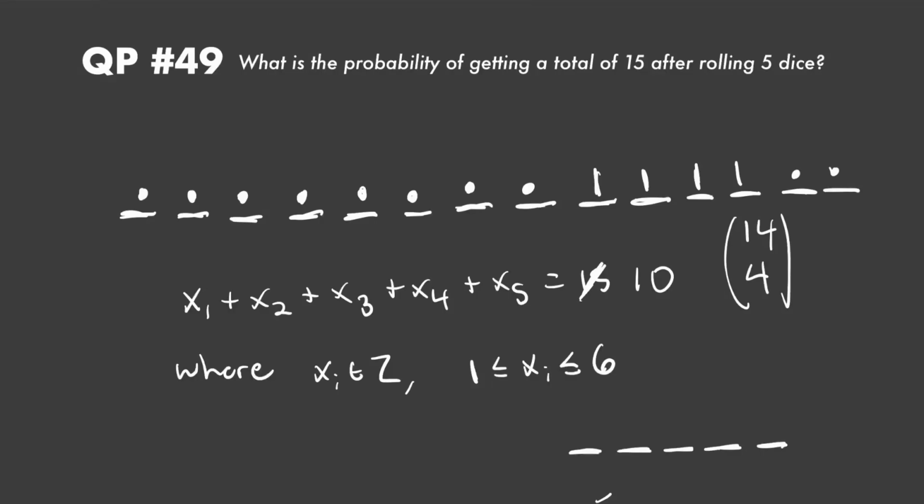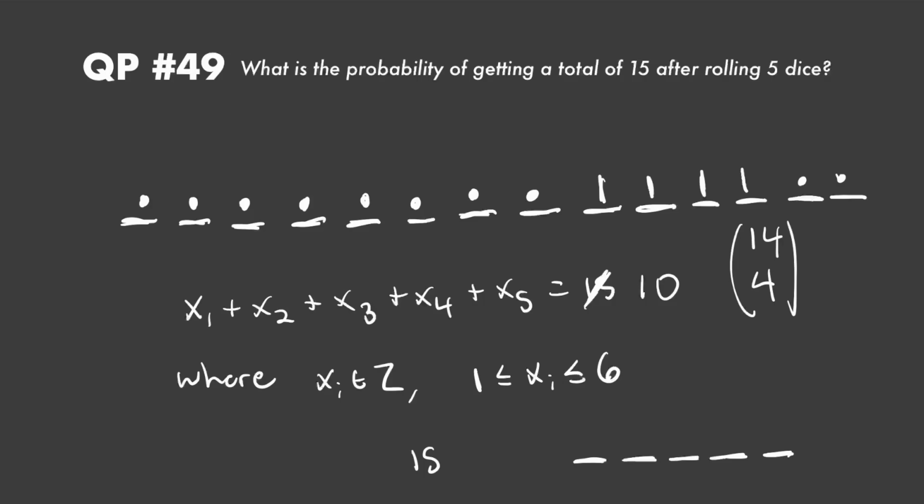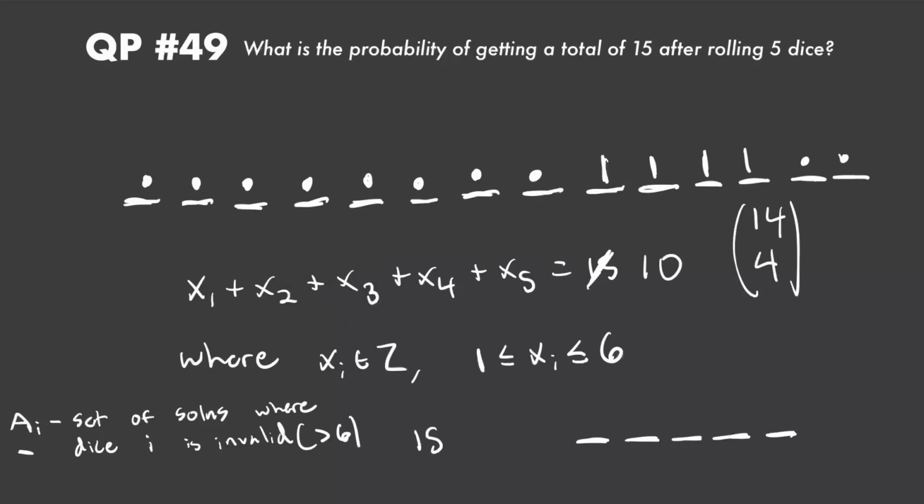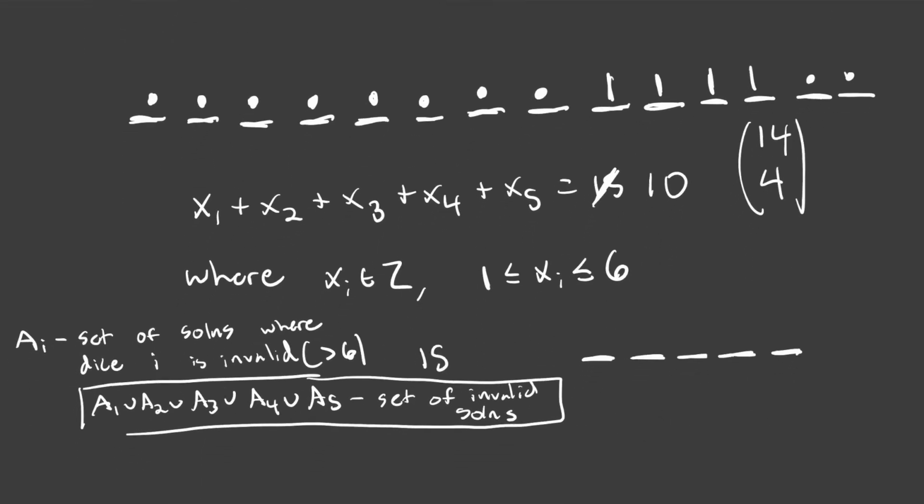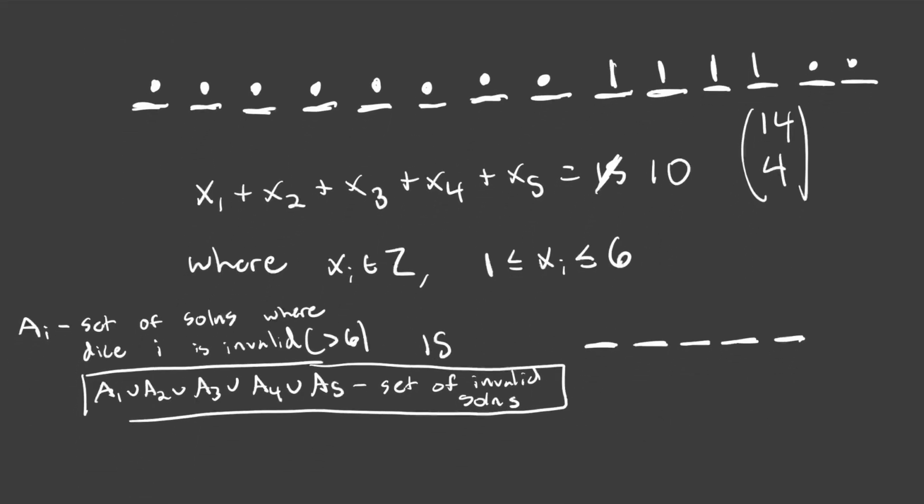So how do we do that? Well, let's come back to our 5 dice right here. We have 15 pips or dice values to distribute. So now what would make a combination invalid? Well, it's going to be when one or more of our dice values takes a value greater than 6. So let's just do it out mathematically. Let's define these variables A1 through A5, where Ai is going to be the set of solutions where dice i is invalid, and that just means it has a value greater than 6. So that essentially tells us that A1 union A2 all the way up to union A5 is going to be the set of invalid solutions. And now in order to calculate this, we're just going to use basic inclusion-exclusion.